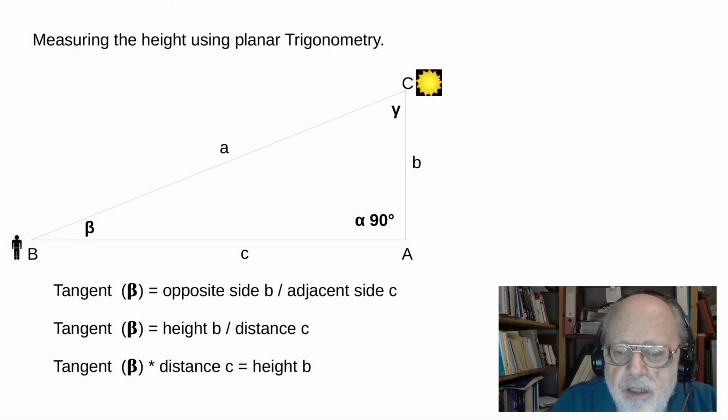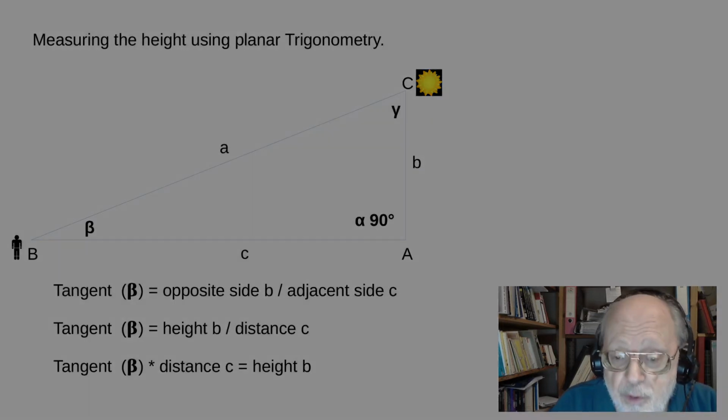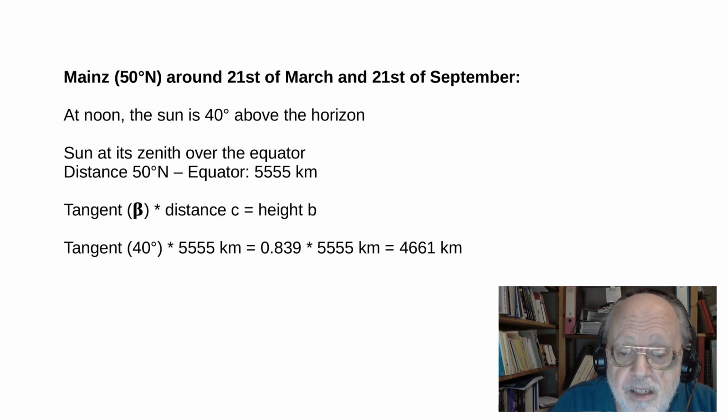In the same way we can determine the height of the sun above the flat earth. We only need the distance from us to the point above which the sun is in zenith, it is perpendicular, and the angle at which we can see the sun at noon. Let's take Mainz as an example, which is at 50 degrees north. Around the 21st of September and the 21st of March, the sun is at its zenith over the equator at noon. In Mainz we see the sun at noon at an angle of 40 degrees.